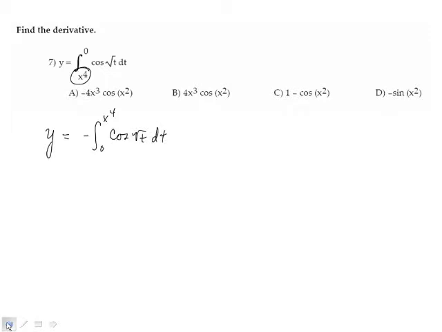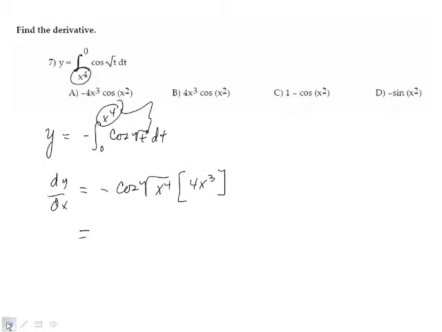Now we got two things. We need to substitute the x to the fourth everywhere we see the t, and then we need to take the derivative of x to the fourth with respect to x. So dy dx will be equal to minus cosine of the square root of x to the fourth times 4x cubed. We simplify this and we get minus 4x cubed cosine of x squared. And that is answer A.